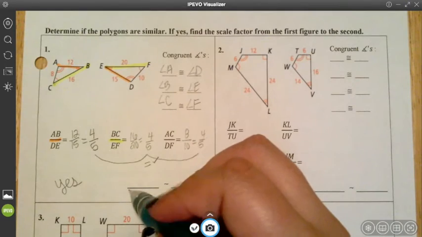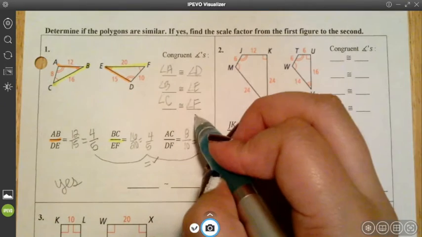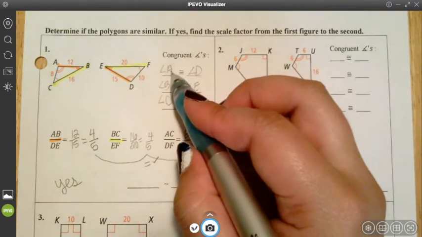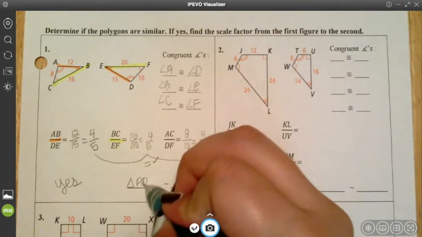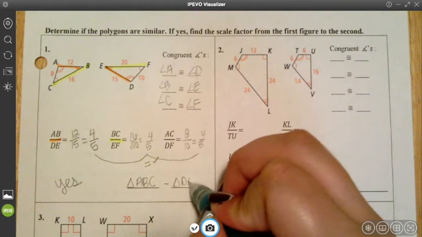So for our similarity statement, I like to use the angle statement that we did and just write them in order: A, B, C, D, E, F. So we have triangle ABC, triangle DEF.